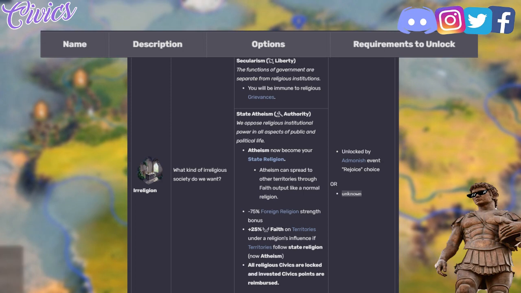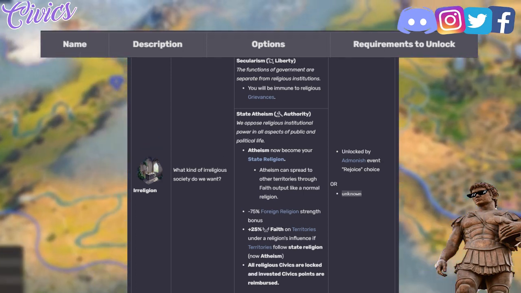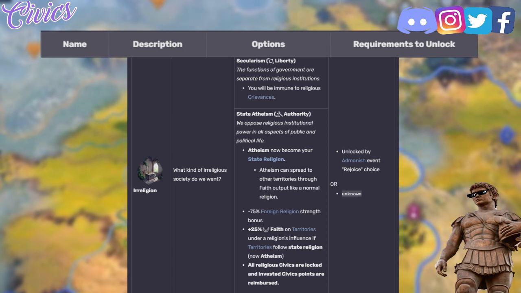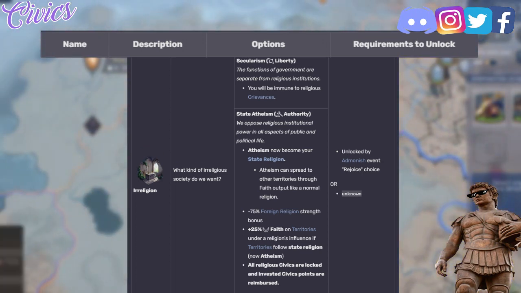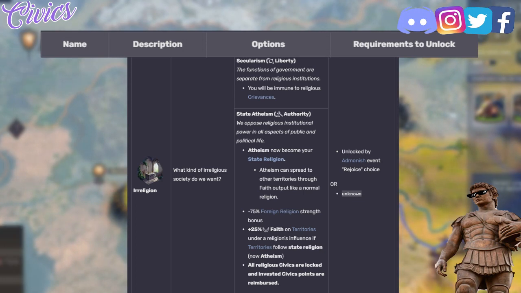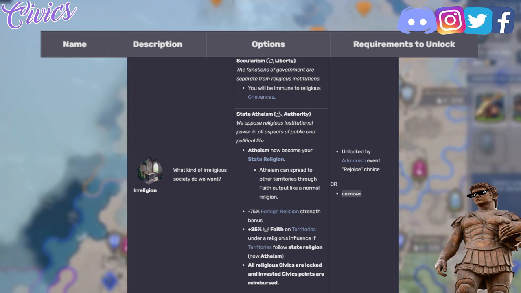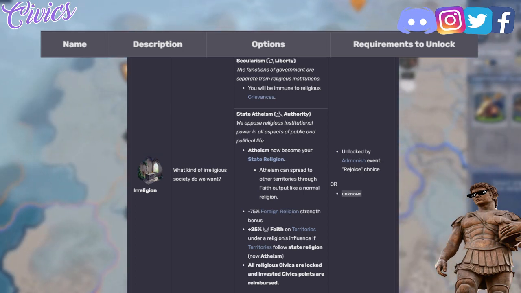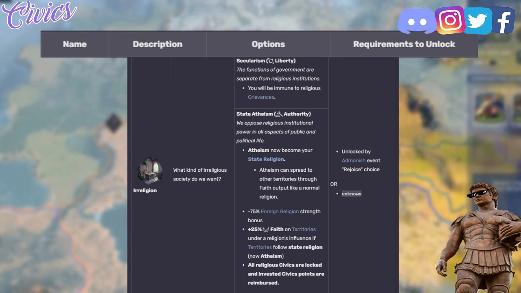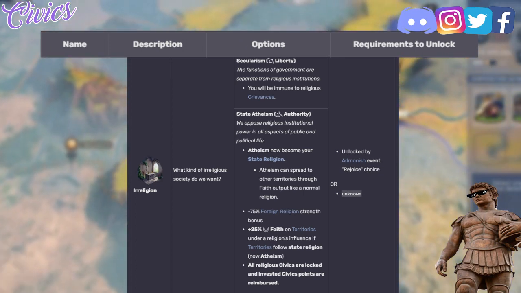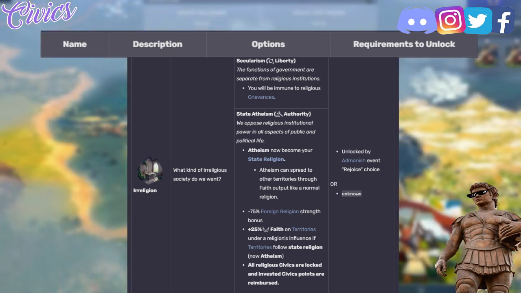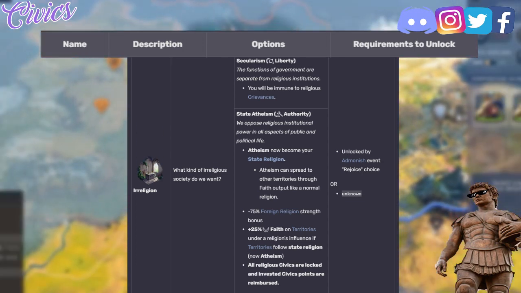Irreligion. What kind of irreligious society do we want? Option A, secularism, liberty: the functions of government are separate from religious institutions. You will be immune to religious grievances. Option B, state atheism, authority: we oppose religious institutional power in all aspects of public and political life. Receive atheism, which now becomes your state religion. Atheism can spread to other territories through faith, output like a normal religion. -75% foreign religion strength bonus. +25% faith on territories under religion's influence, if territories follow state religion, now atheism. All religious civics are locked and invested civics points are reimbursed. Unlocked by admonish event rejoice choice or unknown.